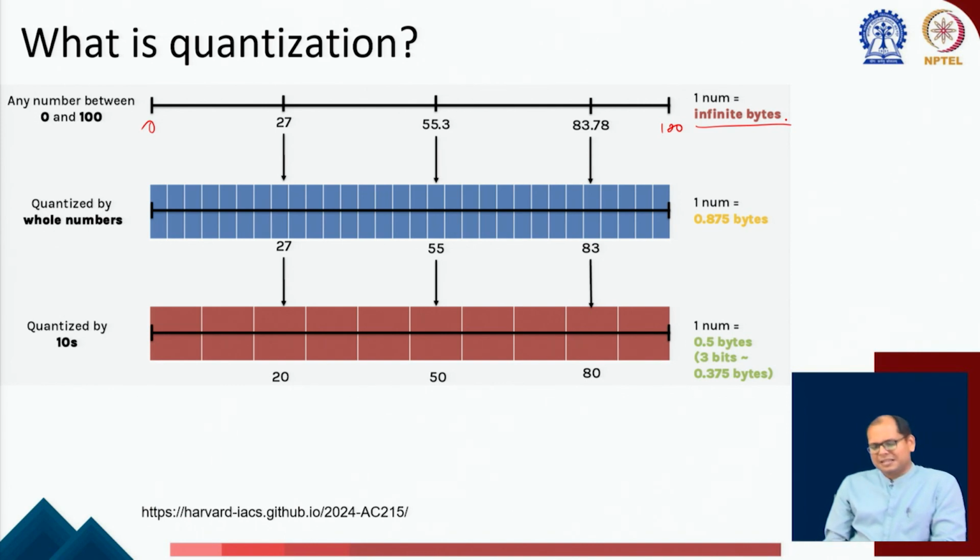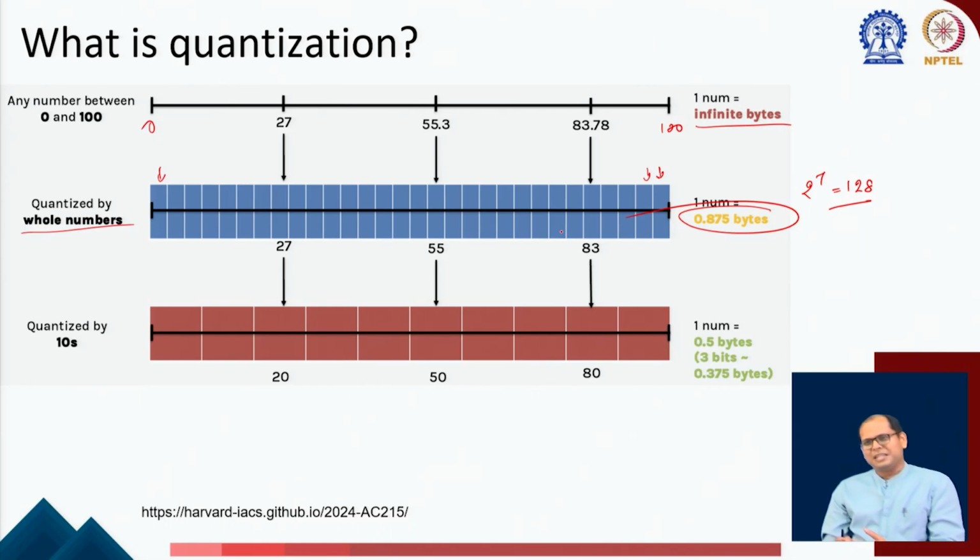But let's say I want to get the integers correct. So I just want the whole numbers. So take a number, you find the nearest integer, like that you represent it. Then I have only 100 possible representations. So how many bytes do I need for 100 possible representations? I can do it with 2 to the power 7, that is 128. So 7 bits will be sufficient. So 0.875 bytes are sufficient to represent any number between 0 and 100 if I am ready to give up on precision. So I'm okay with just the whole numbers.